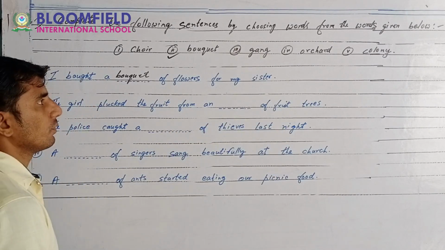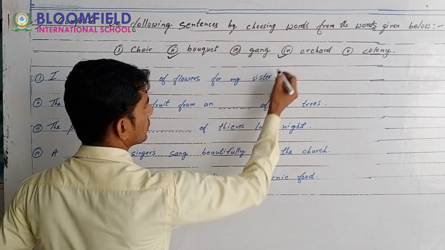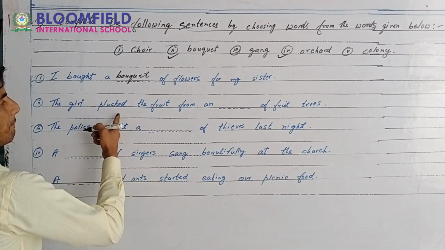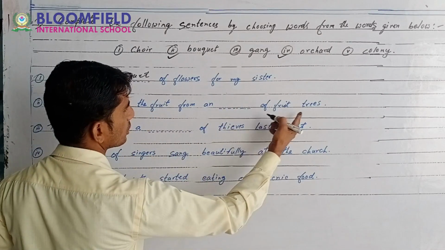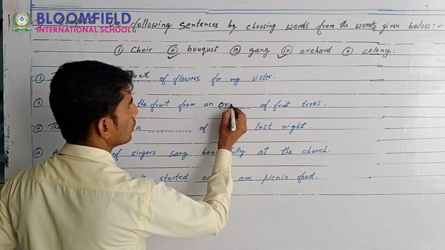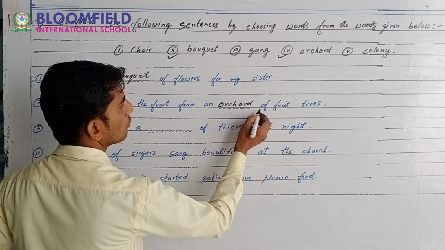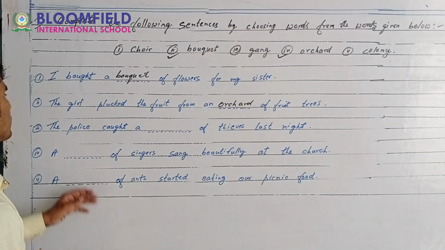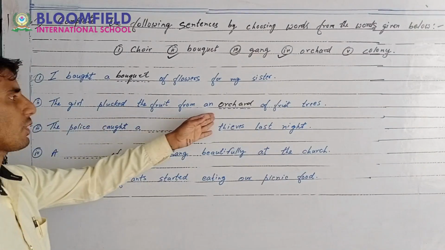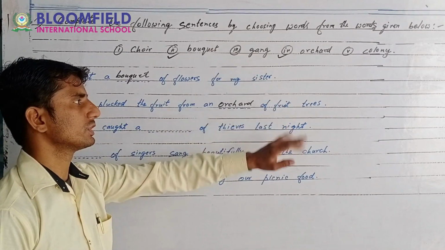Now, orchard. The girl plucked the fruit from an orchard of fruit trees. Fruit, orchard, fruit of fruit trees.